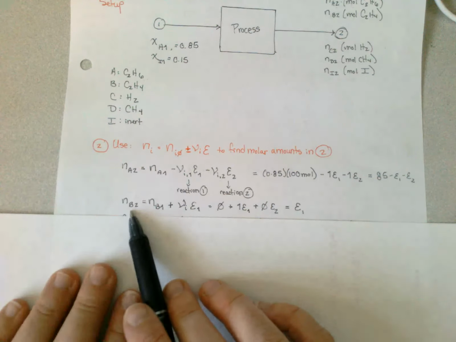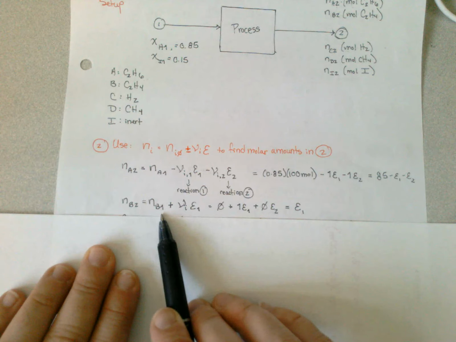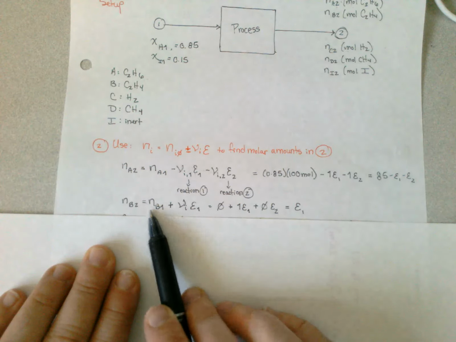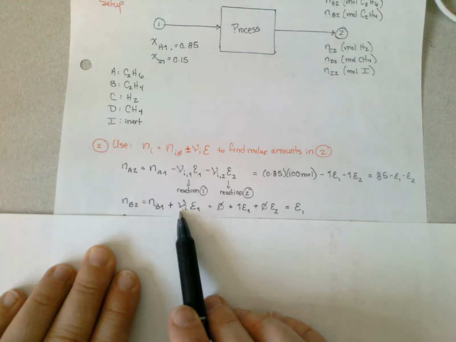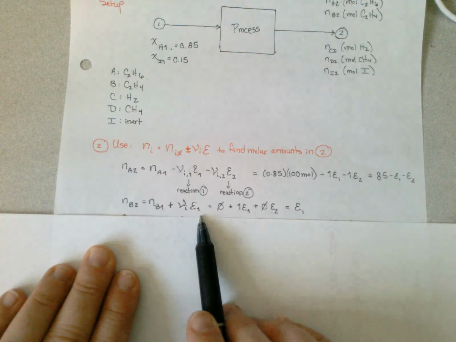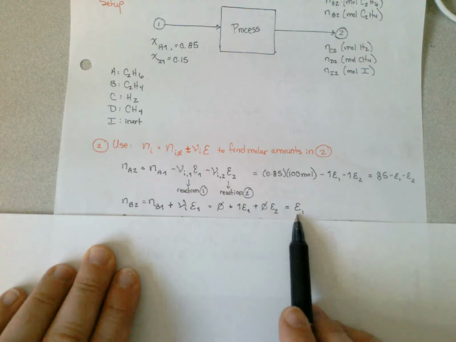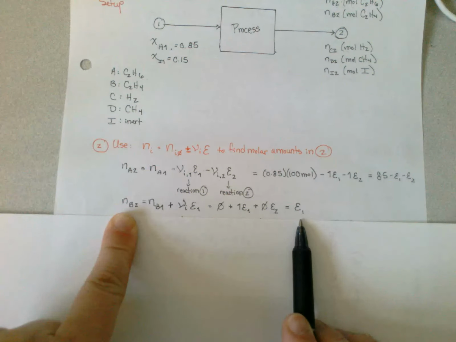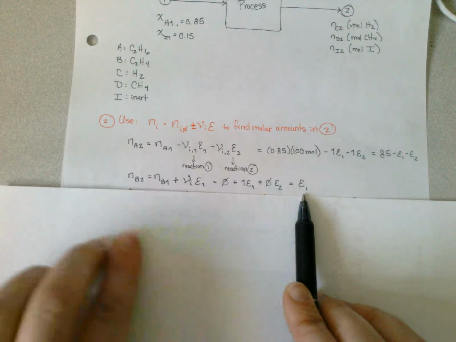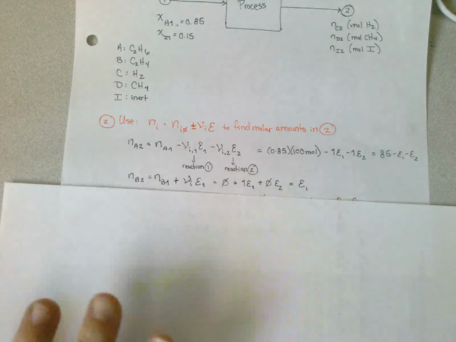So you're going to see that we start with NB1, and NB1 is 0, right? We have nothing to start with. And then we add a VI and an E1. So if we simplify this out, we find that NB2 equals E1. Okay, so if we find E1, we know NB2.